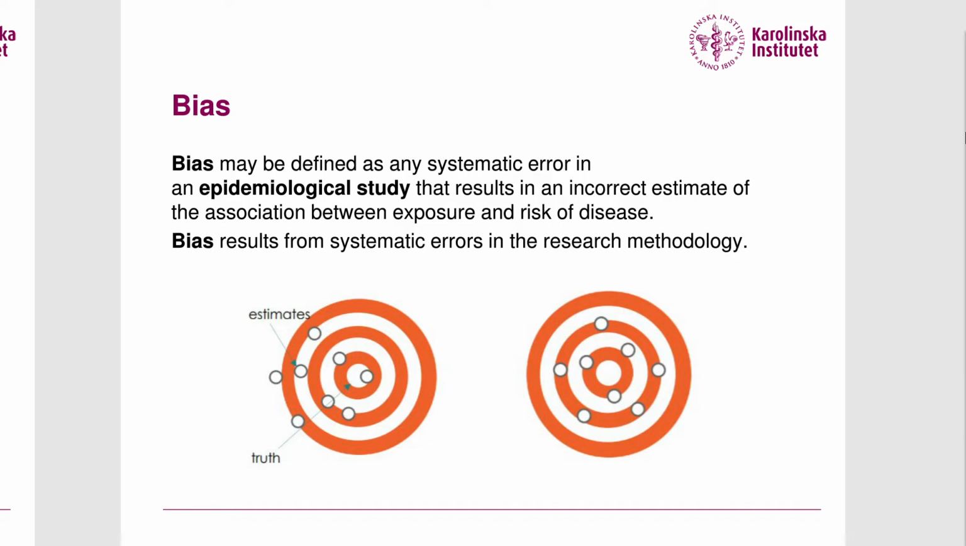So let's start with bias. You should be familiar with this term by now, but just to go over this quickly. Bias results from systematic errors in the research methodology. You can see from the two diagrams below, the one on the left has scattered estimates, with the truth being the bullseye. You can see that these are all scattered in one direction, meaning there is likely to be bias in the way that these have been estimated.